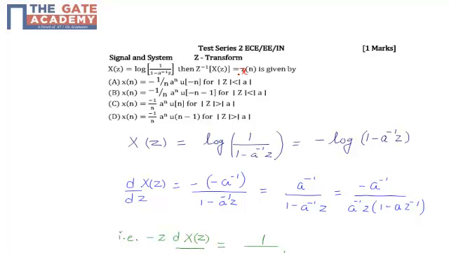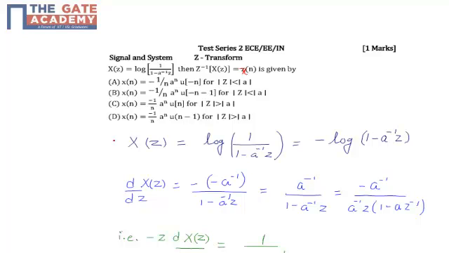Option C is x(n) equal to minus 1 by n a raised to n u of n for mod of z greater than mod of a, and option D is x(n) is equal to minus 1 by n a raised to n u of n minus 1 for mod of z greater than mod of a.